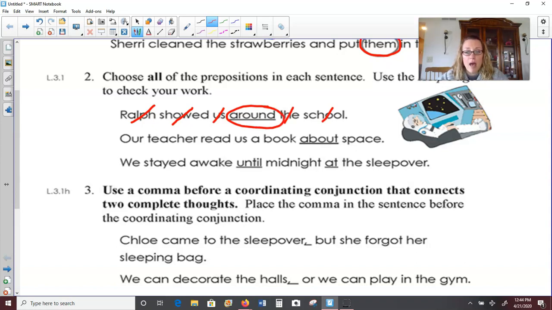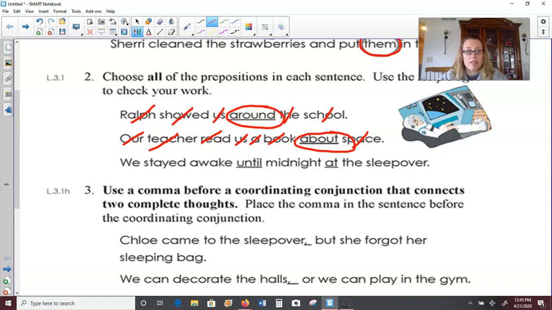Second sentence, our teacher read us a book about space. Our is possessive. Teacher is our subject noun. Read is our verb. Us would also be a possessive pronoun. A is an article. Book is a thing, so a noun. And space is a noun, so we're left with our preposition about.